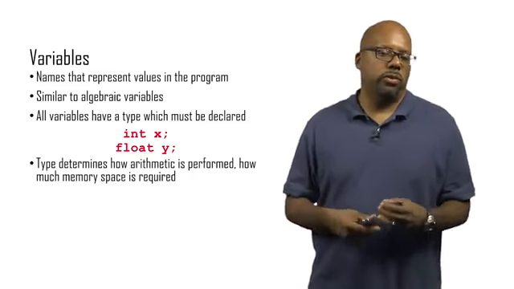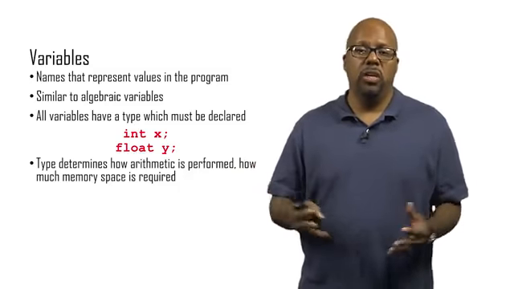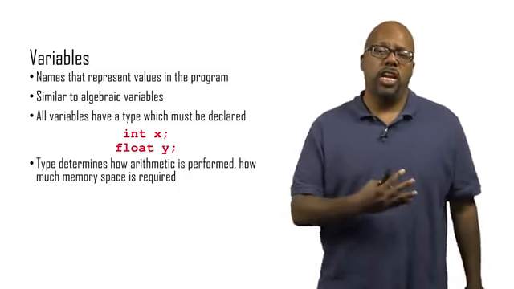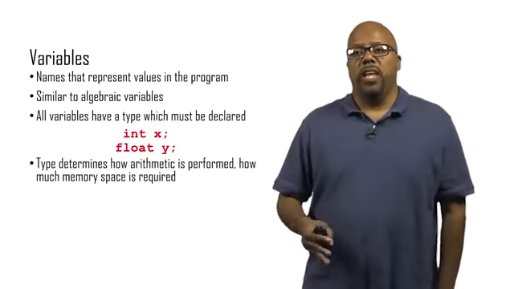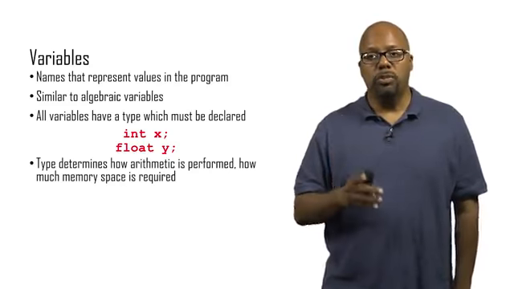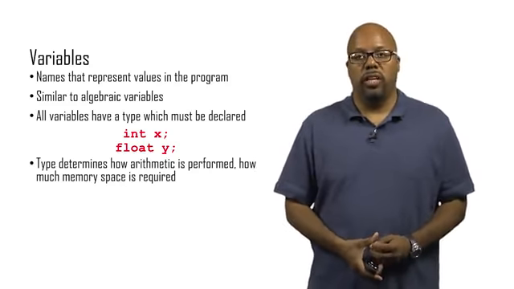Similar to algebraic variables. Just like in algebra, x equals 5, right? x equals y plus 2. You have these variables, x, y. They're names that are substitutes for certain values. All variables have a type, which must be declared. Type is an important concept in C and in most languages.